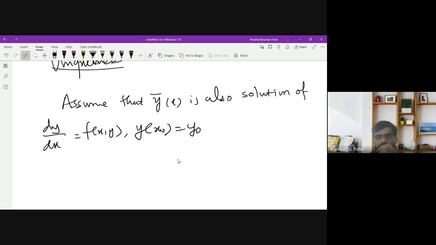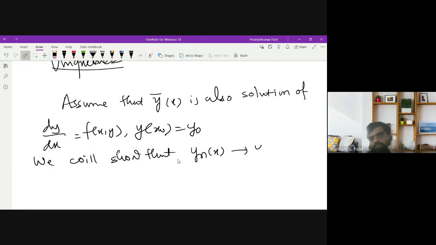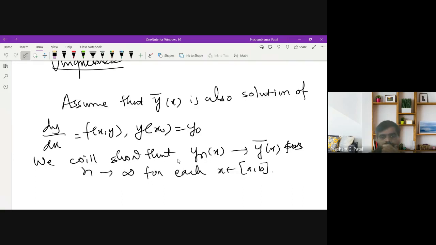So our strategy will be to show that yn of x will converge to y bar of x as n tends to infinity for each x in AB. Why can we prove this? If we can prove that, then we know that the limit of the function is always unique, and so y bar and y are the same. So that is our objective.